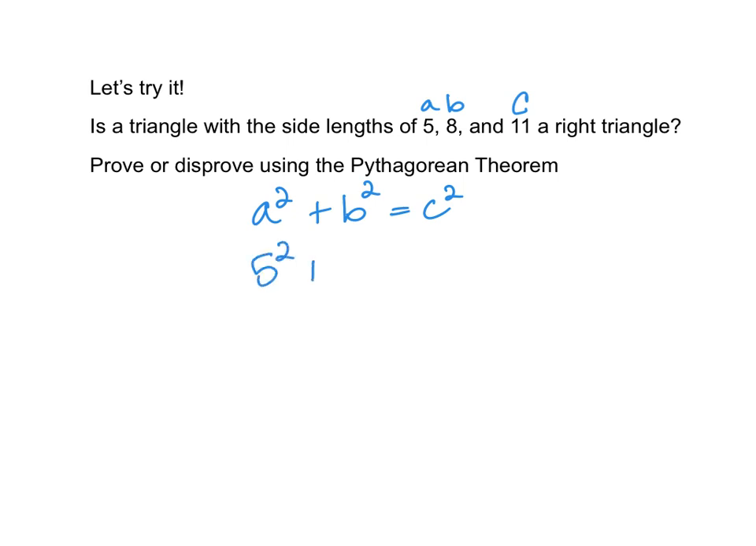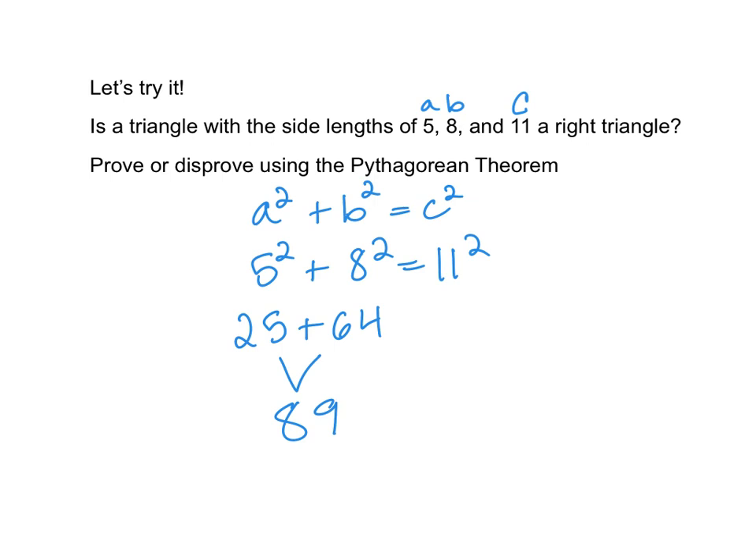5 squared plus 8 squared equals 11 squared. 5 squared is 25 plus 64. If I add those together, would be 89. Uh-oh, I don't think these are going to be equal. And I know that 11 squared, 11 times 11, I do have that one memorized, is 121. So these do not equal each other. So not a right triangle.